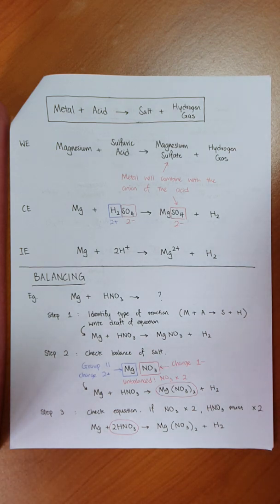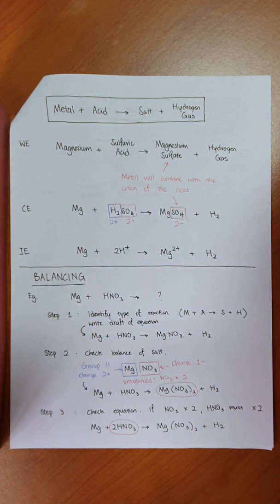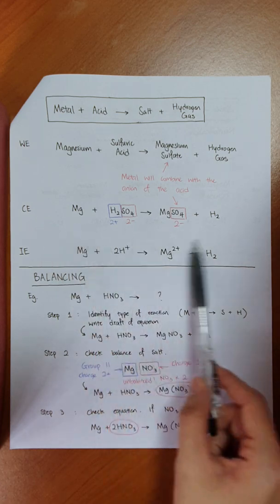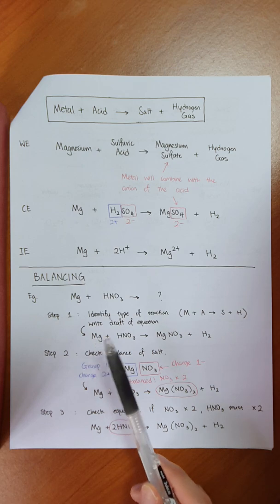Okay, so now I'll be talking about the different types of equations which you will see: mainly word equation, chemical equation, and ionic equation for each different type of chemical reaction. The first chemical reaction we see here is metal plus acid. The standard word equation would be, for example here, magnesium plus sulfuric acid, giving us magnesium sulfate and hydrogen gas. And then a chemical equation is basically the same thing but represented by chemical symbols, chemical formulas.